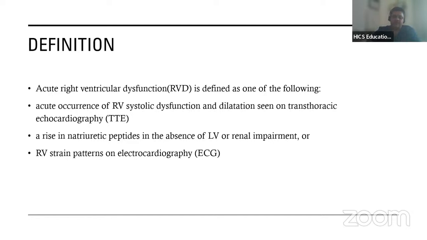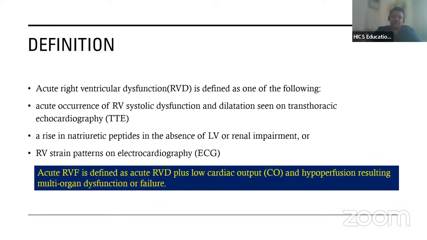So how do you define RV failure or RV dysfunction? Acute right ventricular dysfunction is defined as an acute occurrence of RV systolic dysfunction and dilatation seen on transthoracic echocardiography. Or, if you are using a biomarker-based approach, a rise in the natriuretic peptide in the absence of LV dysfunction or renal impairment can also be used to define RV dysfunction. Or on the electrocardiogram, if you have RV strain patterns without evidence of ischemia, you can look at RV dysfunction as your etiological cause of hemodynamic compromise.